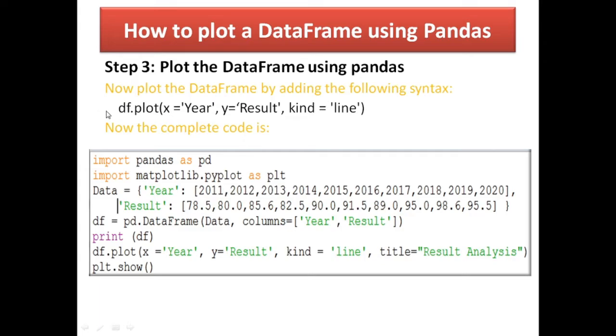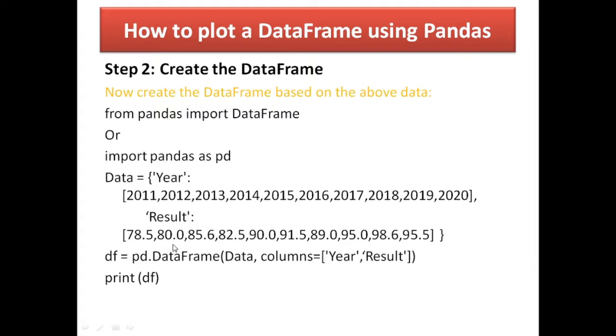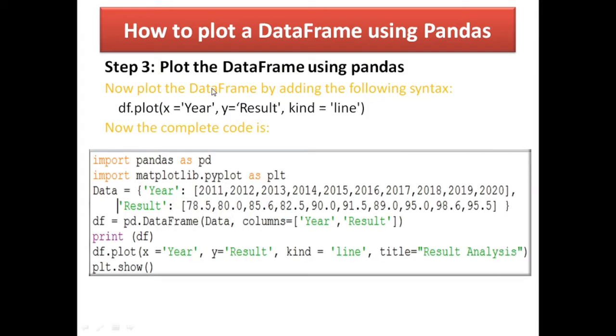से ax इज इक्वल टू df.plot x is equal to year, comma y is equal to result, comma kind equal to line. So the complete definition can be obtained in some variable also. Now the real coding we can do, all these coding that we have done here, same code, and this line can be written over here.